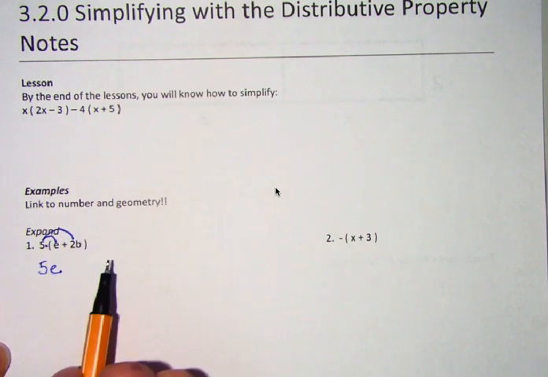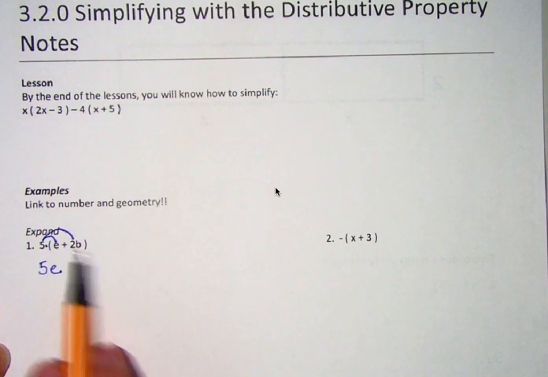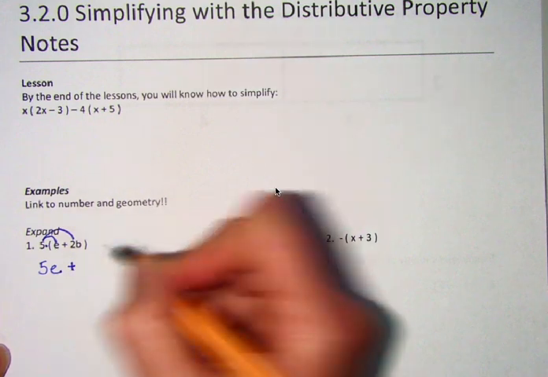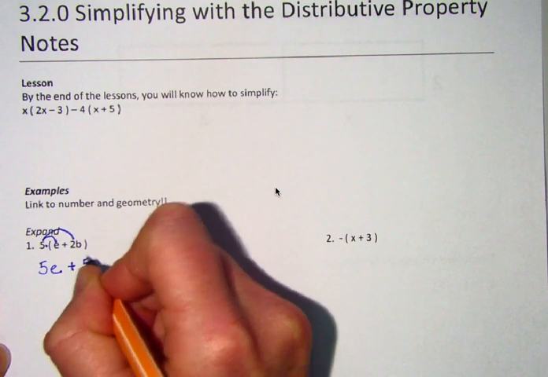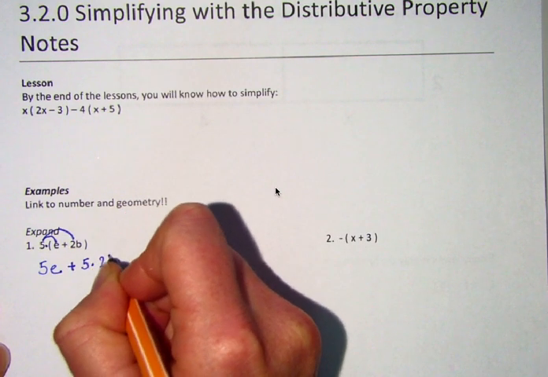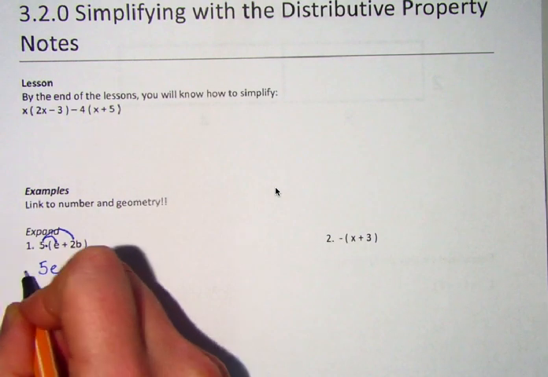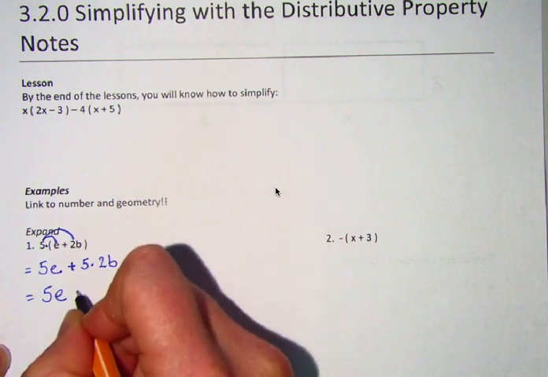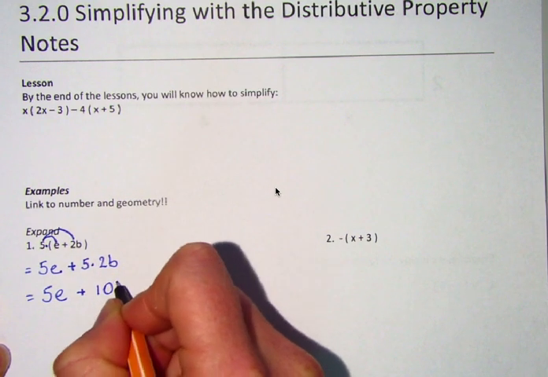Ms. Stadnick, should we write 10b straight away, or should we write 5 times 2b? I think it helps to show the work. Yeah, maybe the first step. So 5 times 2b. So then that's the same as 5e. Notice that we're doing 1 step per line, no more, plus 10b.